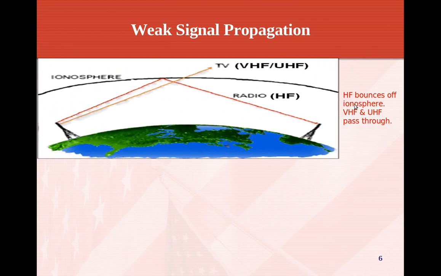The skip zone is between the end of the ground wave to the next sky wave. HF bounces off the ionosphere. VHF and UHF pass through. So VHF, UHF is what we call line of sight. HF tends to bounce off the ionosphere.